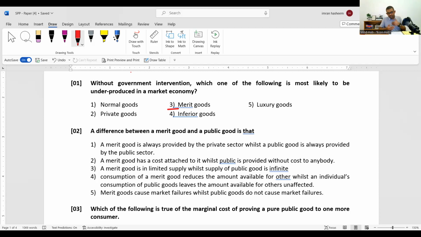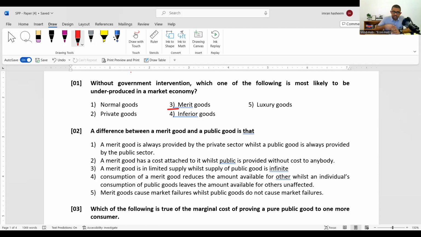One of the main technical differences between merit goods and public goods, or demerit goods and public goods, is that merit or demerit goods are both private goods. They are excludable in consumption and rival in consumption.